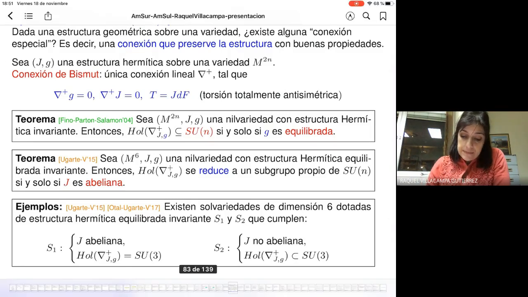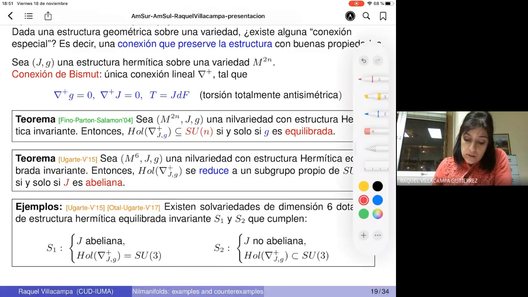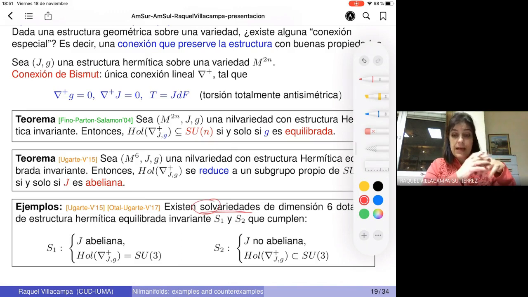These examples are not on nilmanifolds, but they are on solvmanifolds. A solvmanifold is formally the same as a nilmanifold, but in the quotient we use a solvable Lie group instead of a nilpotent group.